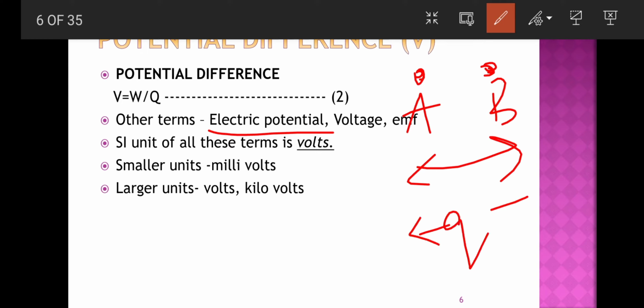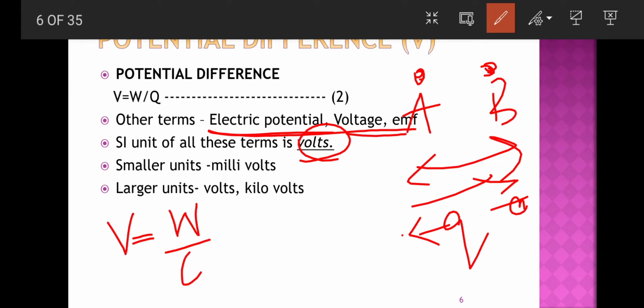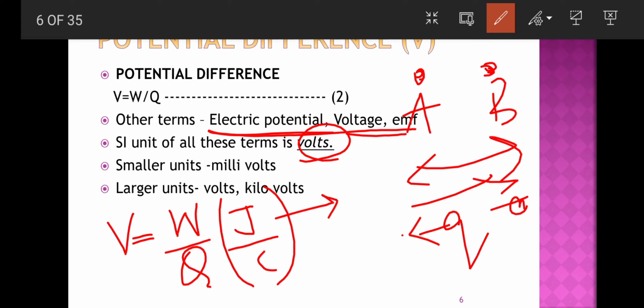Say for example, we are moving the charge from B to A or A to B. So work done in moving the charge from one point to another, we call it as electric potential. And the other similar terms related to this potential difference are voltage and electromotive force. All these have the same unit, volts. Voltage, that is electric potential, is equal to work done by charge. What is the unit of work done? Joule. What is the unit of charge? Coulomb. Joule per coulomb. So joule per coulomb is equivalent to 1 volt.